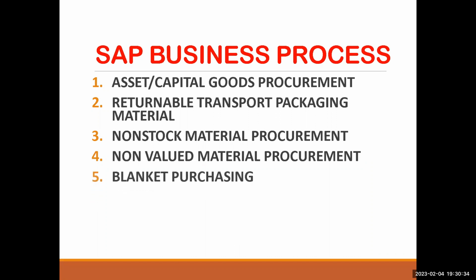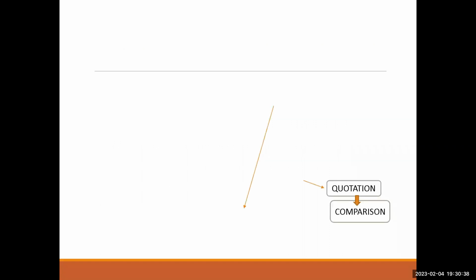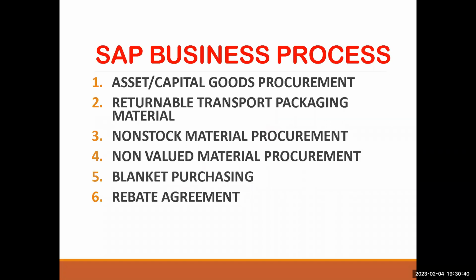Okay, so next one is blanket purchasing. Next one is rebate agreement. So these are kind of other business processes, whatever we are using. But basically we will be discussing on this.